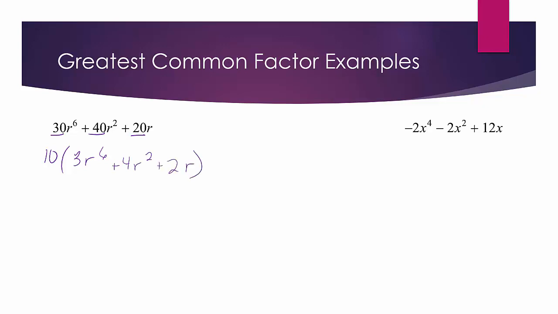So now I see that I have an r factor that I can pull out. So I got 10r times 3r to the 5th plus 4r plus 2. And then I'm done. I've found my greatest common factors. I've factored this number to the extent that it can be factored.